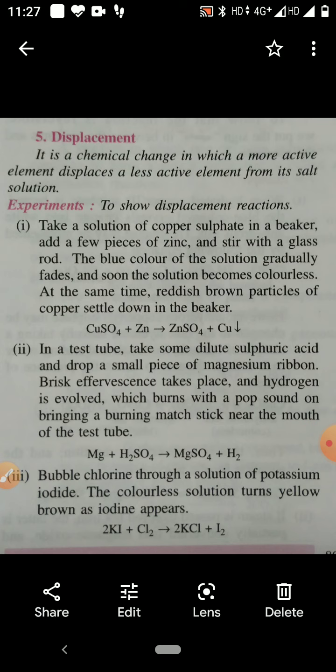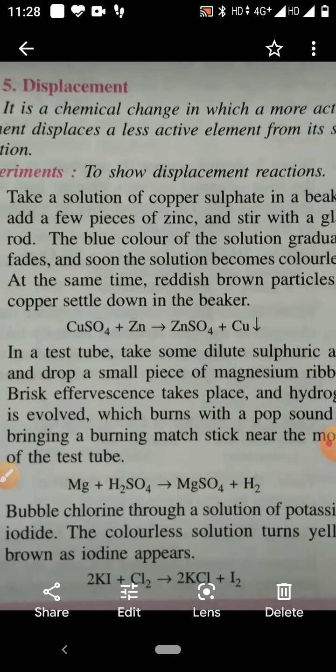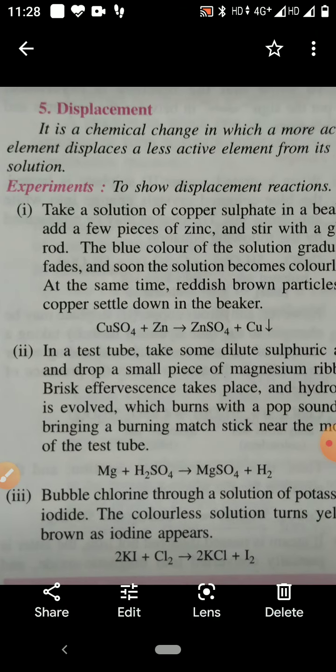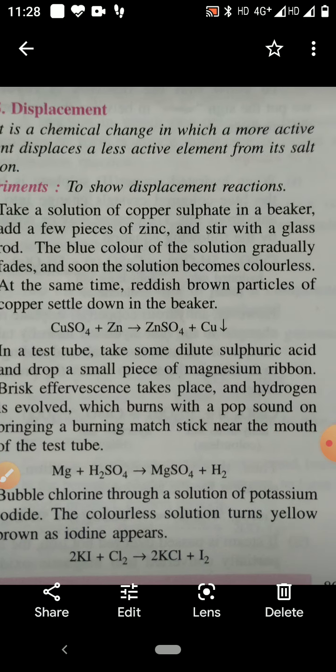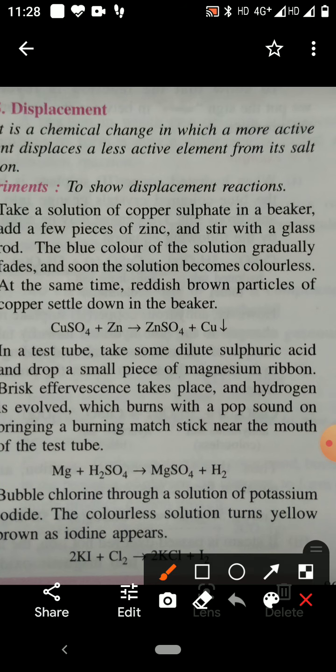Children, today in the chemistry class I am going to explain displacement reaction. Which reaction is called displacement reaction? A chemical reaction in which a more active element displaces a less active element from its salt solution is called displacement reaction. Displacement reaction is also known as substitution reaction.